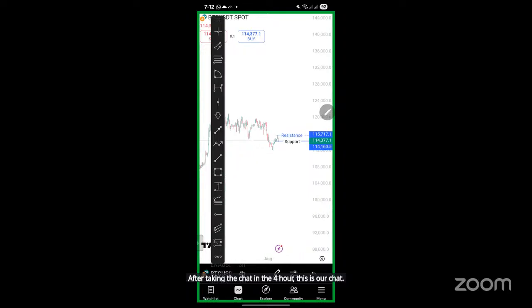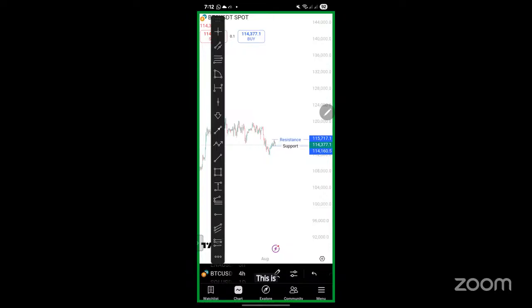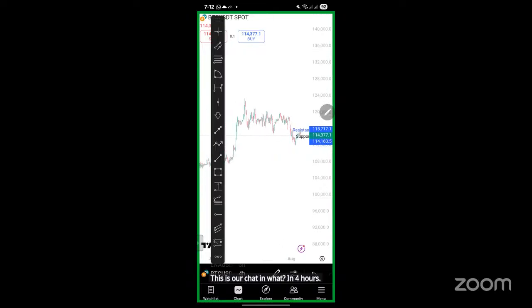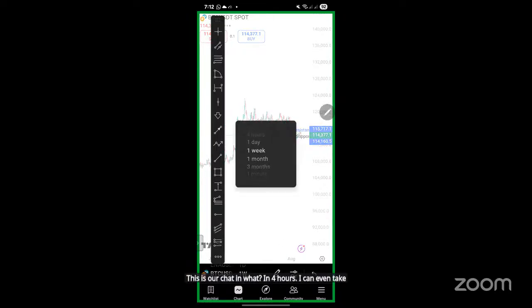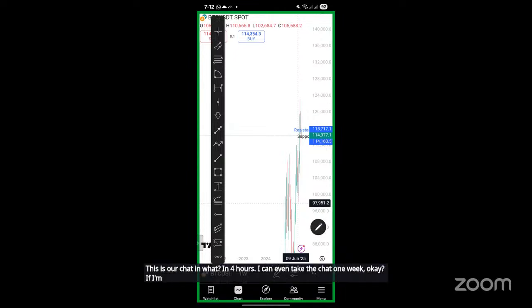This is our chart in the 4 hours. Let me leave this one here because it was 1 day. This is our chart in 4 hours. I can even take the chart to 1 week. If I'm going to trade, let me take the chart to 1 week.